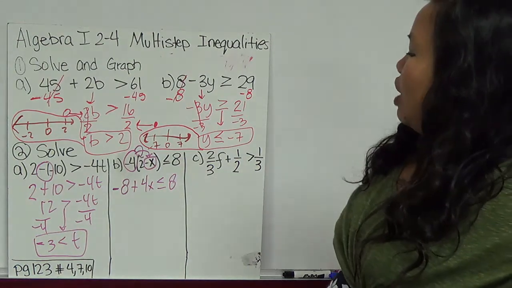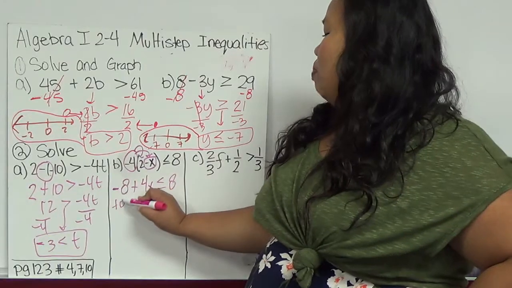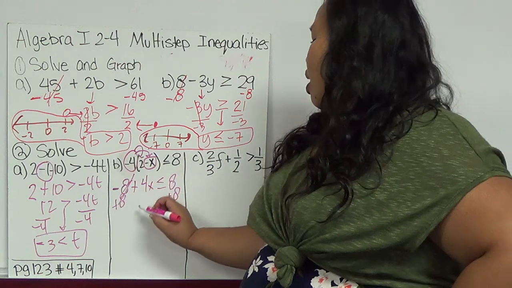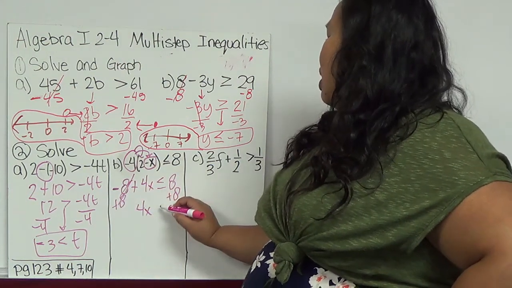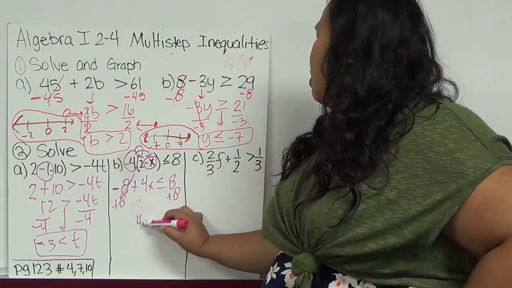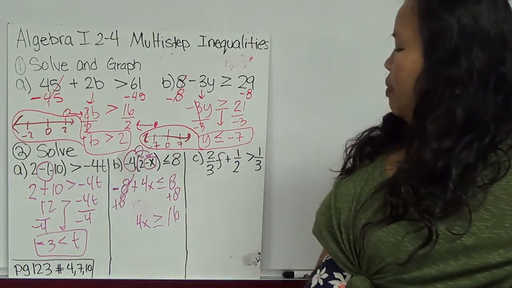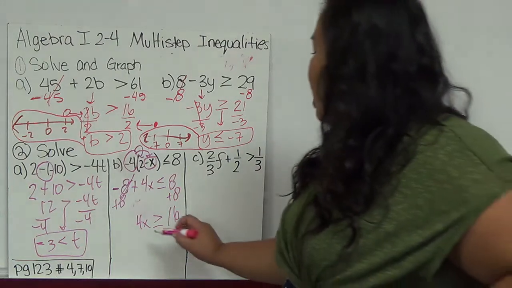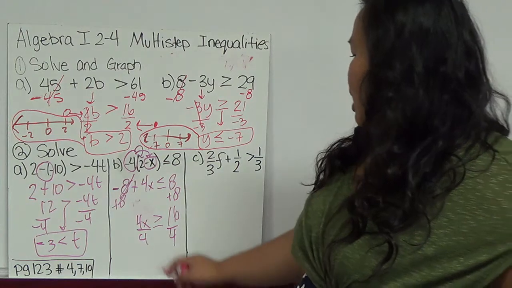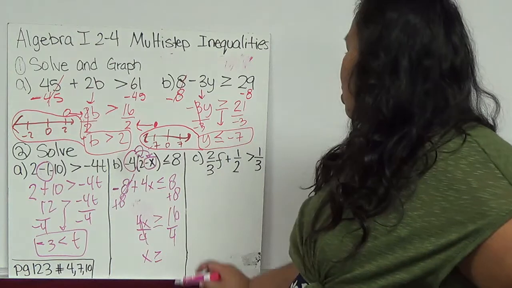Right? So now again, the furthest thing away from x is negative 8, so the opposite of negative 8 is positive 8. I'm going to go ahead and cancel this out. I end up with positive 4x is greater than or equal to 8 plus 8, which is 16. Okay? And then from here, I'm going to divide both sides by 4. These cancel out, and I end up with x is bigger than or equal to 4.